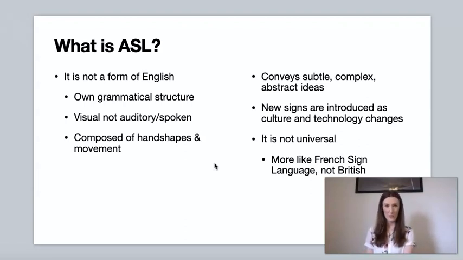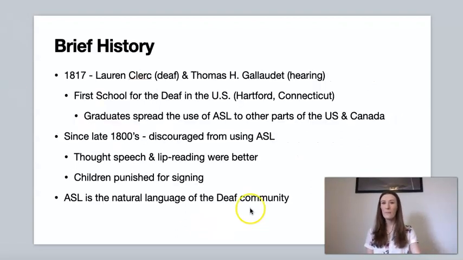ASL is not universal. ASL is mainly used in the United States and Canada. Every country is going to have its own sign language. Later on, as you learn about the history of ASL, you will come to find that ASL is more like French Sign Language and not British Sign Language.